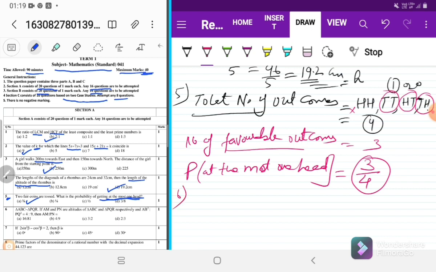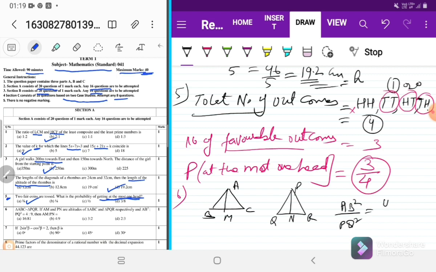Come to question number 6 now. Again, we'll make two triangles here. Triangle ABC is similar to triangle PQR. AM and PN are the altitudes of triangle ABC and triangle PQR respectively. And what is given is AB square upon PQ square is equal to 4/9.